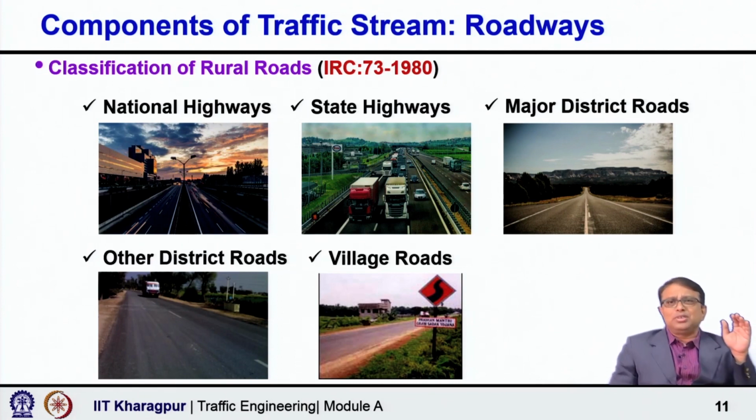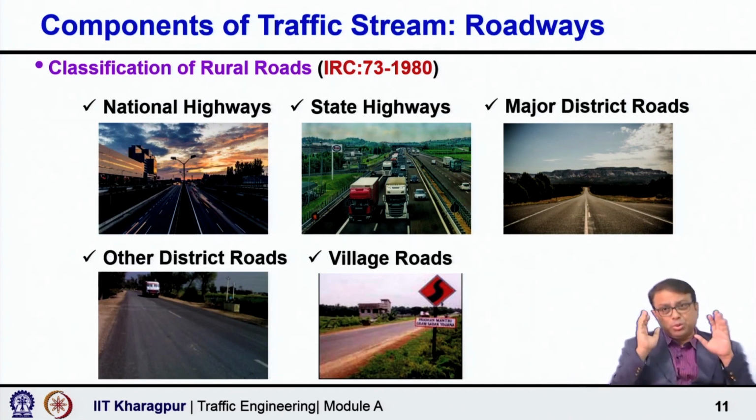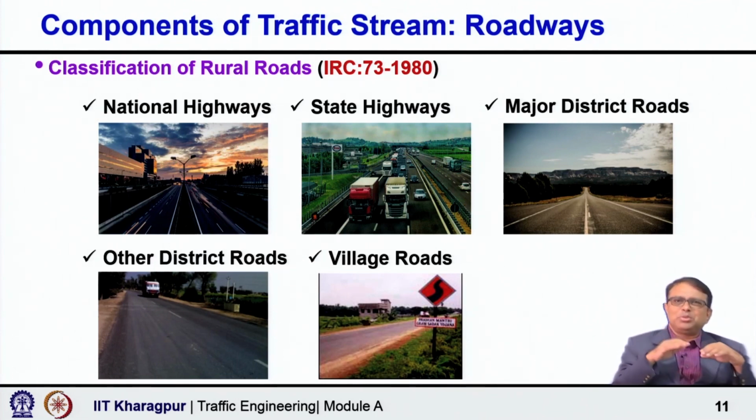The highest order in the Indian condition is called national highways, then state highways. National and state highways are both primarily for the mobility purpose. National highways are developed and maintained by the Government of India, whereas the state governments maintain the state highways, but both are primarily for the mobility purpose. Then you have major district roads and other district roads, which are somewhere in between, some mobility, some accessibility, and then you come to the village road.